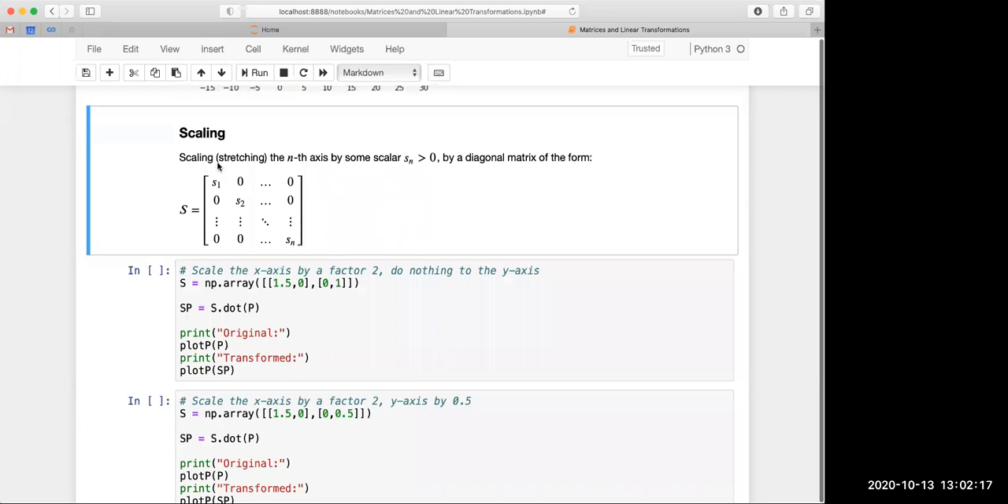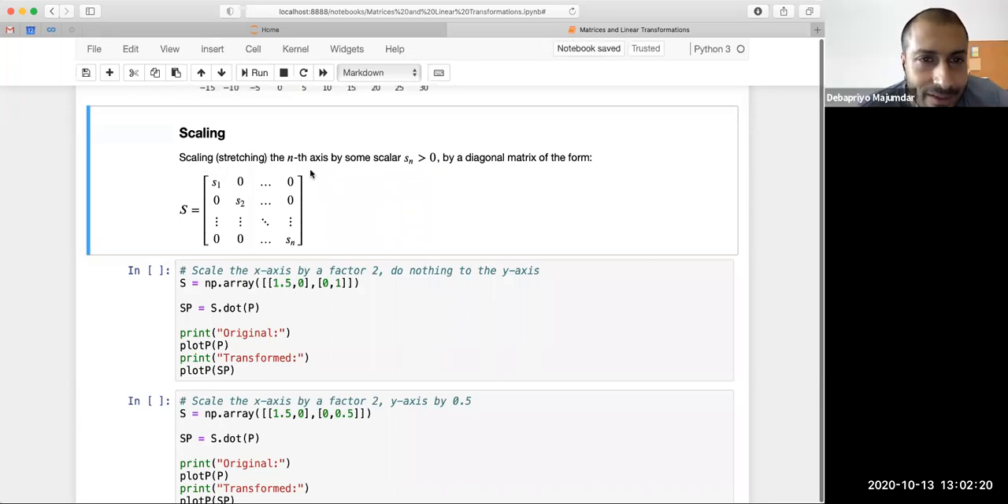Now let's do scaling. Scaling or stretching the nth axis by some scalar Sn greater than 0 is done by a diagonal matrix. In the two-dimensional case, instead of 1 0 0 1, I will have some number, 0, 0, some number. These numbers have to be greater than 0 because we are just scaling. If we take a negative number, it will be something else. But it can be less than 1, so it doesn't mean that we only stretch, we can also squeeze.